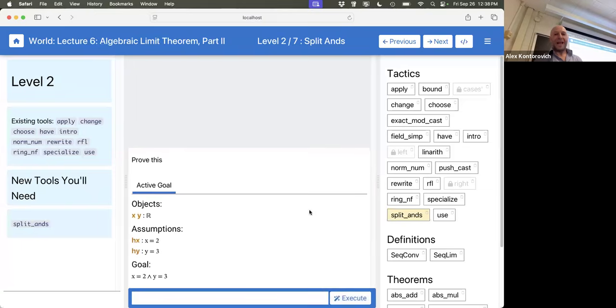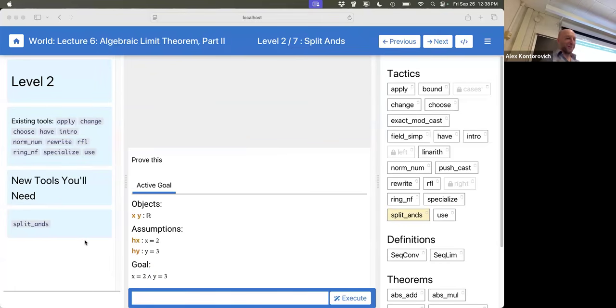We're going to learn the split_ands tactic. So how do you deal with ands and ors? This caret means and, the opposite caret means or. If you ever forget, think of the and as the same as the intersection. To be in the intersection of two sets, you have to be in both sets. So this is and, whereas this one is or.